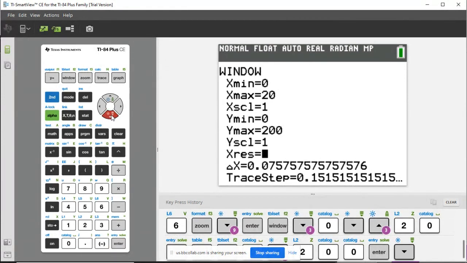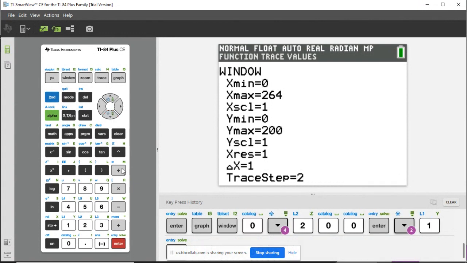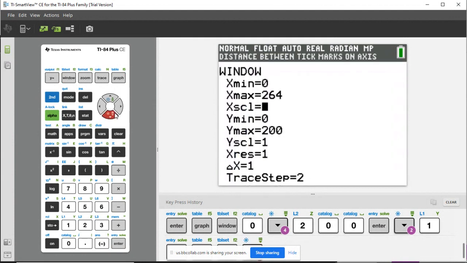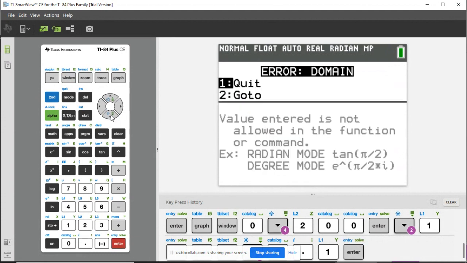And delta x, I can give as 1. Let's see what happened here. Oh, now it's too small, right? So I'm going to leave those as default. Too small here. Let's put 0.1 here.